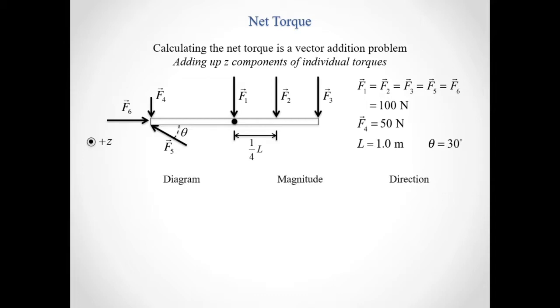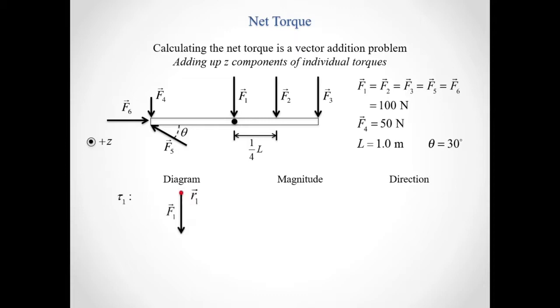And then what I'm going to do for each of these forces is make a simple diagram showing me R and F, so the vector that runs from the pivot to where the force acts and then the force. That's going to let me figure out what the angle is between those two vectors. I'm then going to use my geometric way to calculate the magnitude, and then I'll use my right-hand rule to figure out what the direction is.